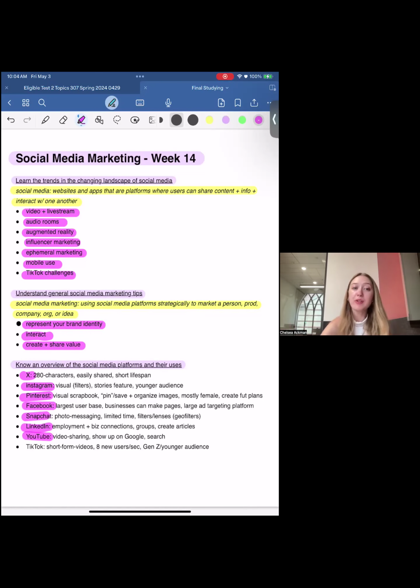YouTube is about video sharing. It shows up on Google and you can search through the videos. And then TikTok is short form videos. There's 8 new users every second and you can target Gen Z or a younger audience through it.